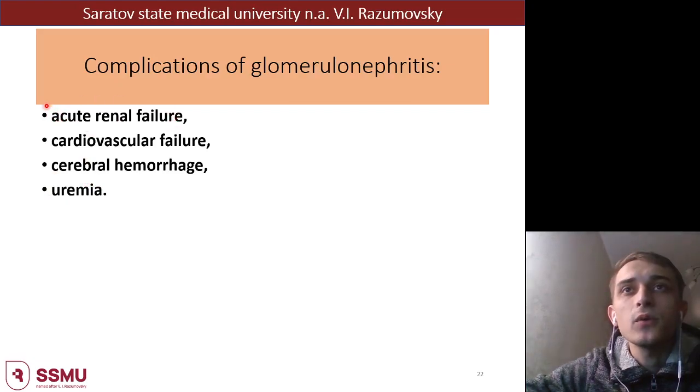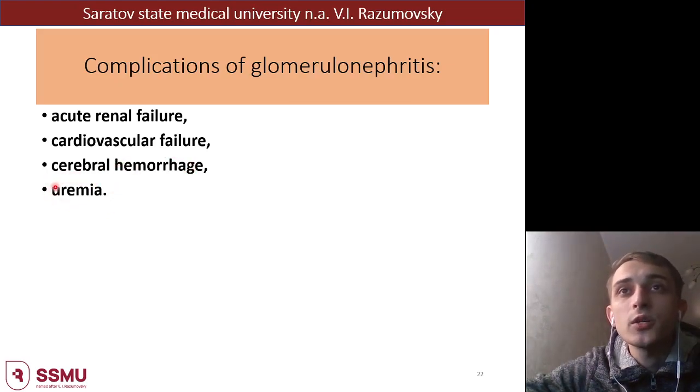So, acute renal failure will be associated with decrease of functional activity or filtration activity of the glomerulus. Cardiovascular failure will be associated with increase of arterial pressure. It will be associated with hypertrophy of myocardium muscle, and also with formation of edemas. Cerebral hemorrhages will be associated with increase of arterial pressure, and it may be associated with rupture of brain arteries, and as a result formation of cerebral hemorrhages.